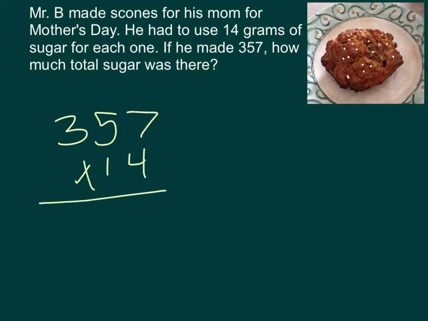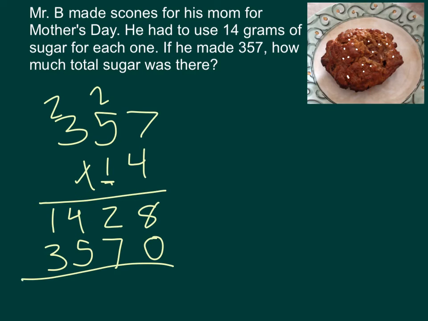Do traditional first. 4 times 7 is 28. Carry the 2 because of the place values. 5 times 4 is 20. Plus 2 is 22. Carry my 2. 4 times 3 is 12. Plus 2 is 14. Moving over to the 1, so I need to put in a 0, so I'm actually multiplying by 10. And I'm multiplying that all by 1, so it will be 7, 5, and 3. Now I'm just adding this up. 8, 9, 9, 4, so 4,998 grams of sugar.